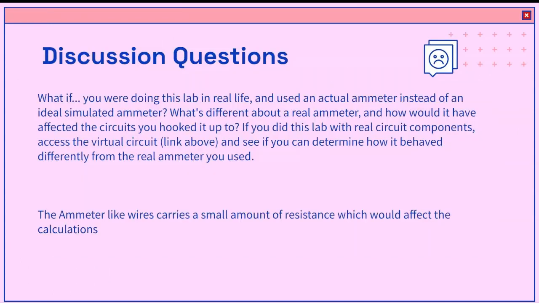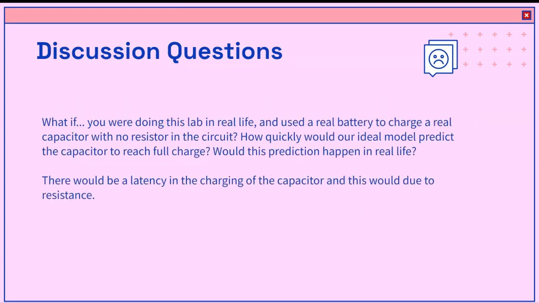So we have our discussion question. We see that if we use an actual ammeter, we would essentially get a good bit of resistance, but since this is a digital model, it does not factor into the ammeter, so there's no resistance. And then if we were doing this lab in real life and used a real battery to charge the capacitor with no resistor, how quickly would our ideal model predict the capacitor reach full charge? Would this prediction happen in real life? Essentially there'd be a latency in charging of the capacitor, and this would be just due to general resistance. So there would generally be a little bit more waiting time with the entire experiment.